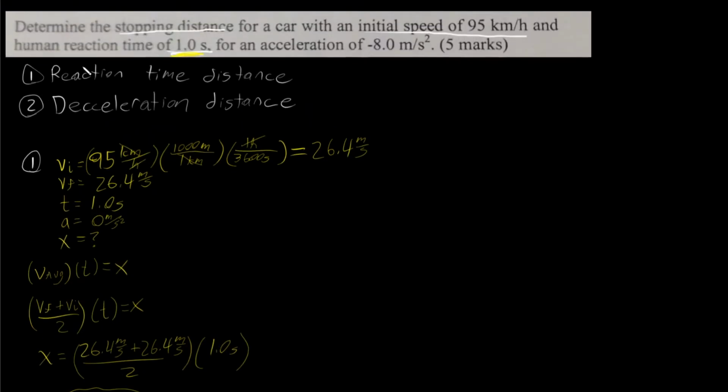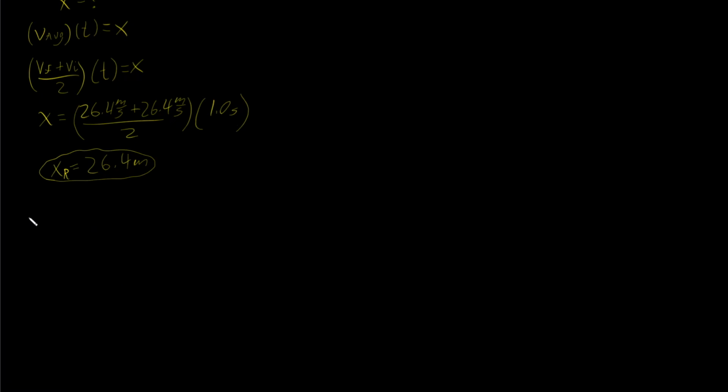Next, we have to solve for what distance the vehicle goes while our foot is on the brake pedal and we are accelerating at a rate of -8 meters per second squared. So let's solve the distance traveled while our foot is on the brake pedal. We'll have all of these same variables again.